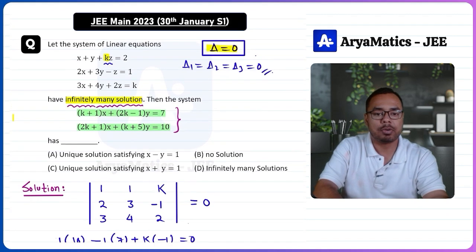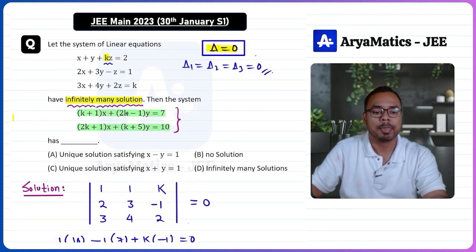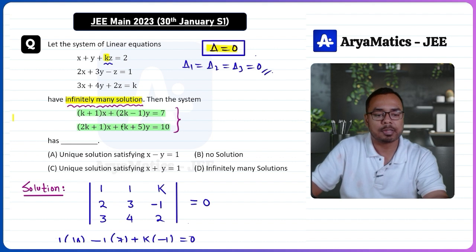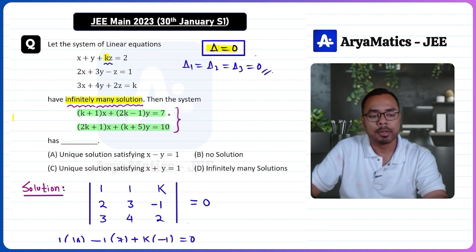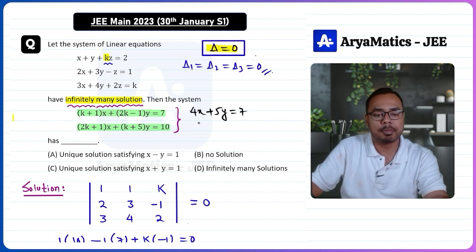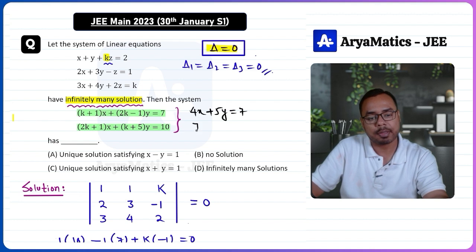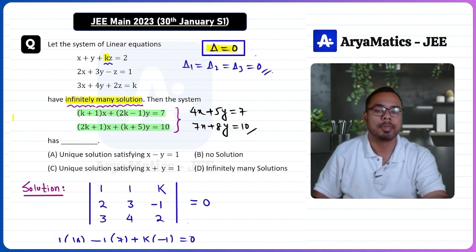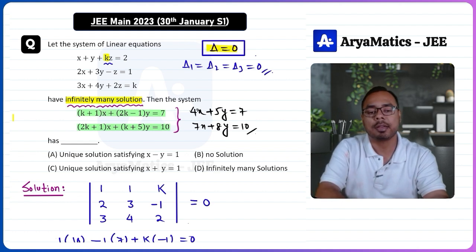And now let us substitute that value in this equation and see what type of equation we are getting. So if k is 3, the first equation will be 4x plus 5y equals 7. The second equation, in place of k, if I write 3, then we have 7x plus 3 plus 5, so that is 8y, and on the right hand side we'll get 10. Right, so this is the system of linear equations.